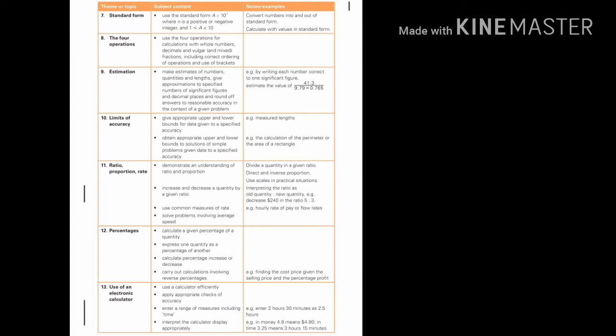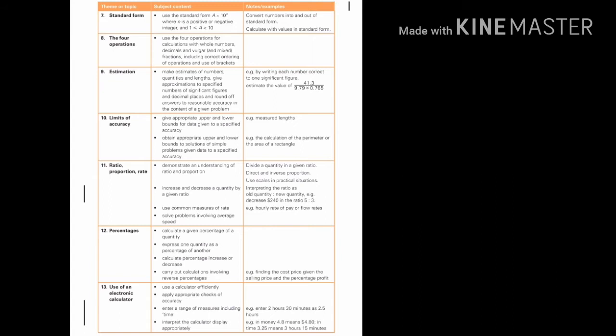Chapter number 9, estimations, make estimates of numbers, quantities and lengths. Chapter number 10, limits of accuracy. The subtopic includes giving appropriate upper and lower bounds for data given to a specified accuracy.